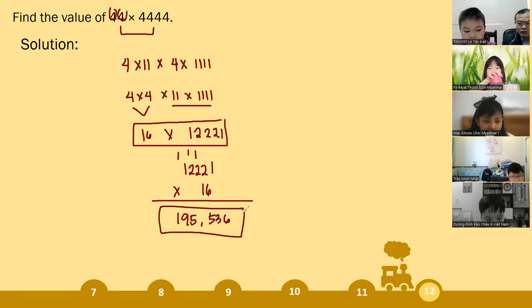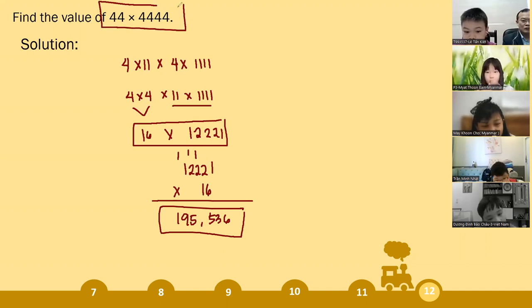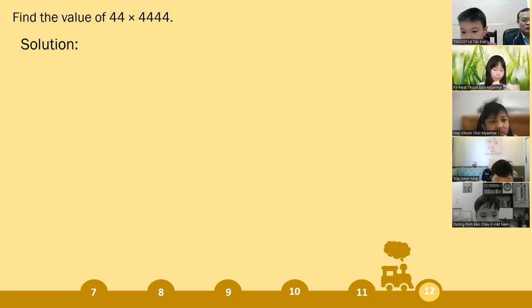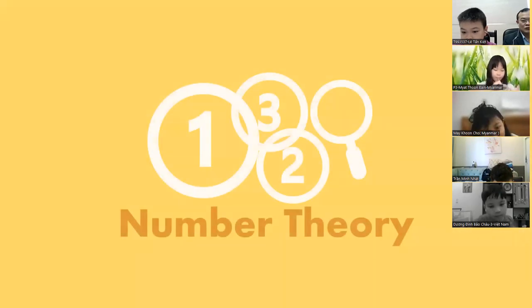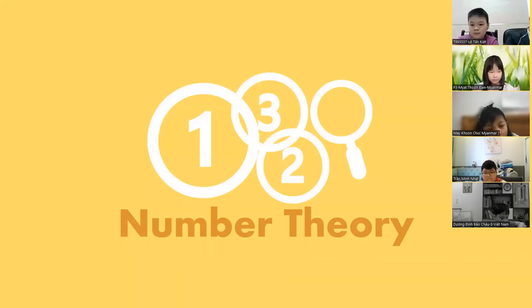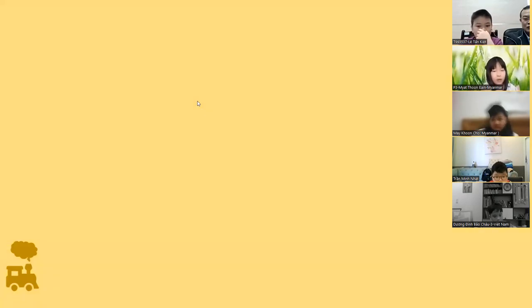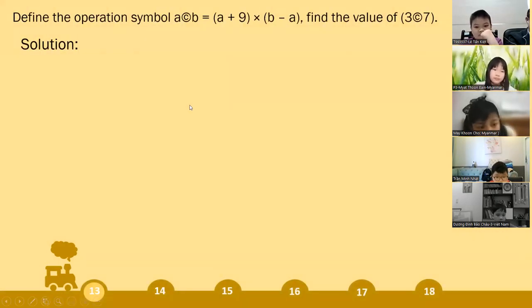Okay, but if you would multiply this directly, then I have no problems with it if you're confident with multiplying this directly, okay? So you have many ways to solve a problem. Okay, now before we proceed to number theory, do you have any clarifications regarding arithmetic and logical thinking? No. Okay. All right, let's proceed to question number 13.